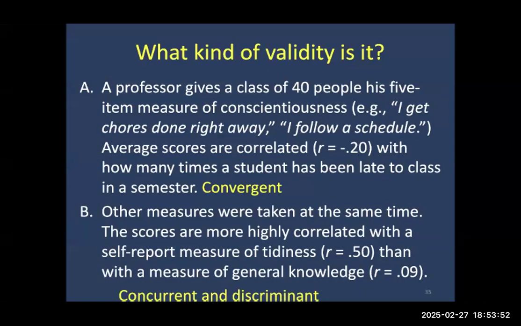So the other measures were taken at the same time. The scores are more highly correlated with a self-report measure of tidiness, so that would be conscientious tidiness. That is concurrent, and discriminant than with the measure of general knowledge. So they're trying to show that being conscientious is not the same as being intelligent. That's what it was showing. Okay. Make sure, do you have questions about this? Let's talk.